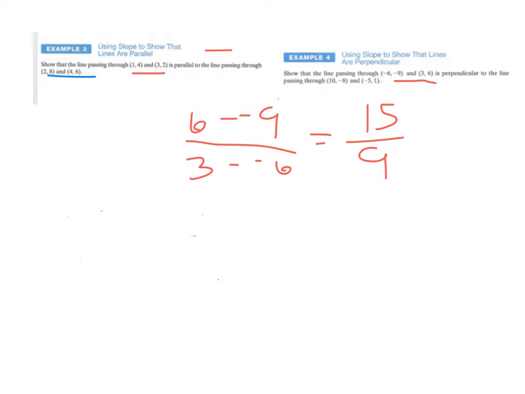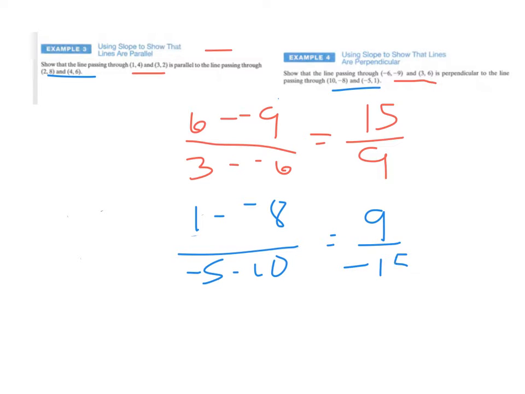So now we want to show these types. Let's find the slope of this. I'll go 6 minus -9 over 3 minus -6. So I end up with the slope for the red one being 15 over 9. And then I'm going to do the other 2 points. I'm going to go 1 minus -8 over -5 minus 10. In this case, it's 9 over -15.